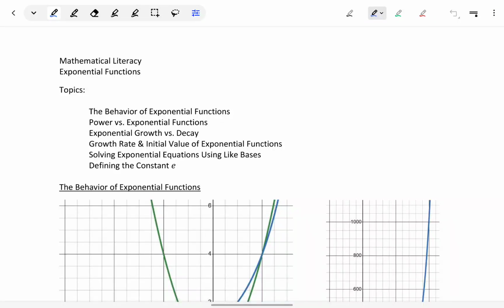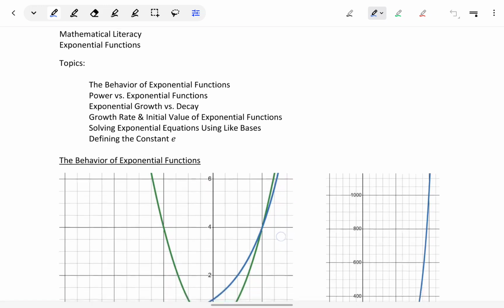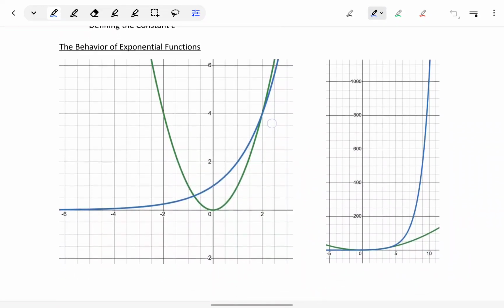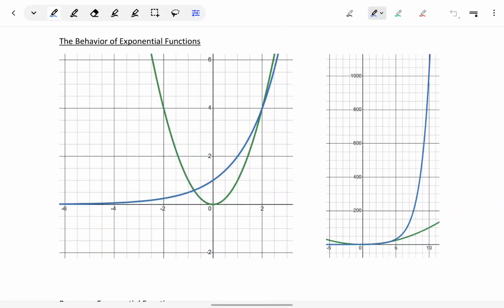In this section, we're introducing a new type of function that we refer to as exponential functions. The first idea related to this function that we want to talk about is their behavior. What we have graphed in the first graph on the left is the curve y equals x squared. And then in blue, we have graphed y equals 2 to the x.